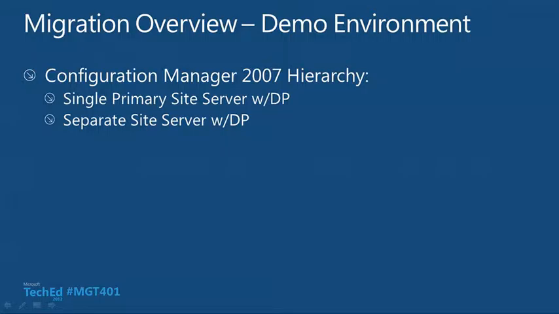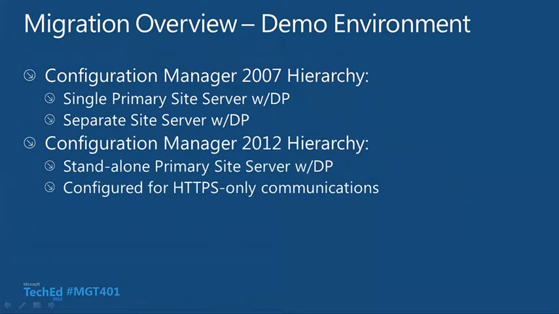I'm also running a separate site server, which has a server type distribution point running on it. That's so I can show shared distribution points and upgrading that DP as well. In 2012, I've just got a standalone primary site server with a standard DP on it. It's also configured fully for HTTPS. Now, that's really neither here nor there. It's more to show that if you have configured 2012 for pure SSL, it works exactly the same way. So essentially, moving from an infrastructure with 2 servers into 1.